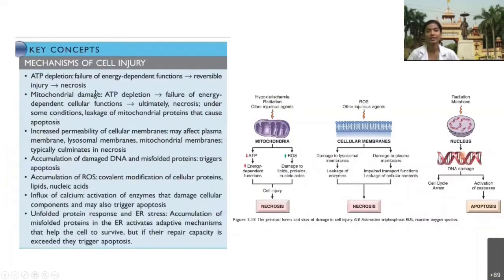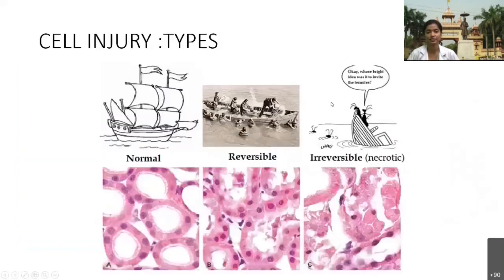Now, what are the key concepts of this cell injury? There is ATP depletion. There will be mitochondrial damage, which will ultimately lead to ATP depletion. There is increased permeability of the cellular membranes. There is accumulation of damaged DNA or misfolded proteins, and accumulation of reactive oxygen species. There will be influx of calcium, which will lead to activation of several enzymes, which will in turn damage the cellular components, and there will be excess of unfolded protein response. So this will all lead to this cell injury, and these are the mechanisms of how the cell is suffering from injury. Now, after the mechanism, we will come to the morphological aspect, the types of cell injury.